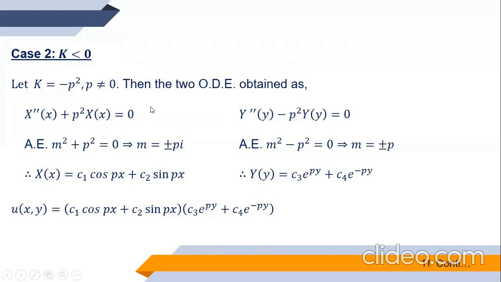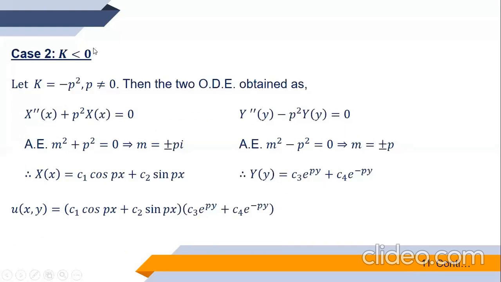Now these are second order ODEs, and we apply the ODE method. So the auxiliary equation is m² + p² = 0, so m = ±ip, a complex root. Therefore X = c1 cos px + c2 sin px. In a similar way, here the auxiliary equation is m² - p² = 0, which implies m = ±p. So this root is real and different. So we write Y(y) = c3 e^(py) + c4 e^(-py).